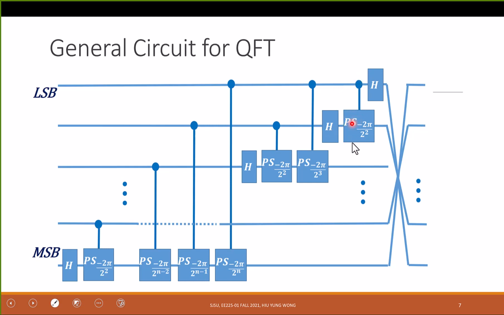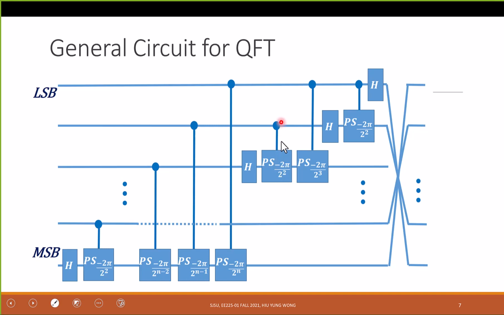I get one phase shift gate. When I'm the third qubit, I have 2 qubits that are less significant than me, then I get 2 phase shift gates. If I am the last qubit, I have n minus 1 less significant qubits than me, then I have n minus 1 phase shift gates. But how much do I shift? Then it depends on how far the gate is from me.